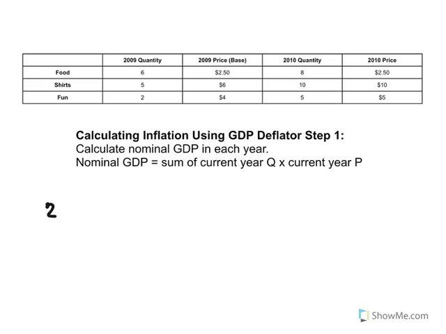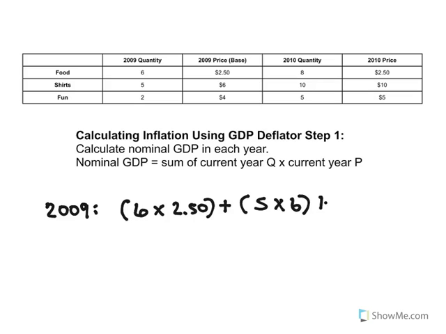So for 2009, what we would do is we would say, okay, there were 6 units of food. Each one cost $2.50, plus the 5 units of clothing or shirts, and those cost $6, plus the 2 units of fun, and each of those cost $4. And if we add that all together, we get $53 for the cost of all of those things.